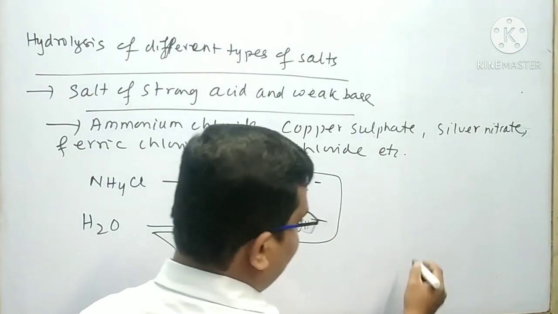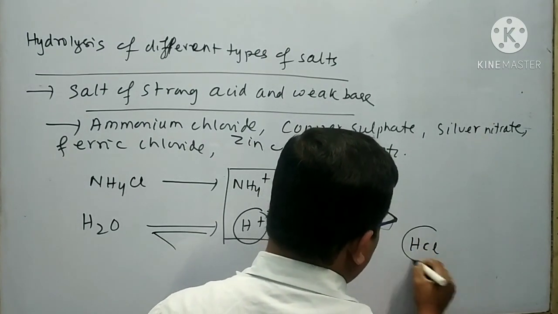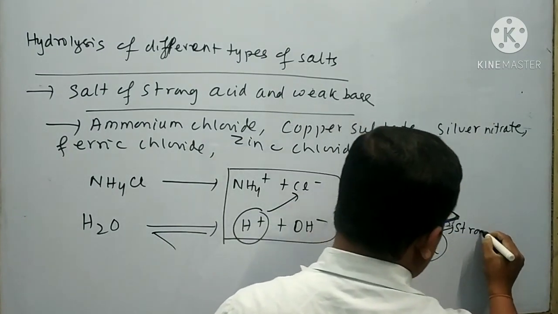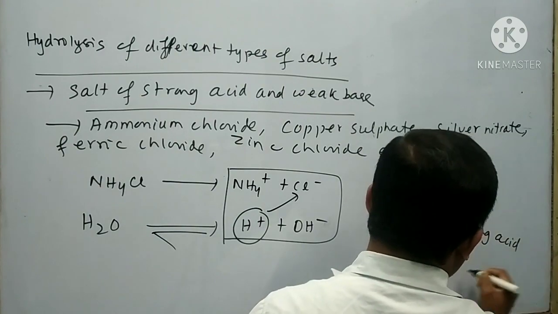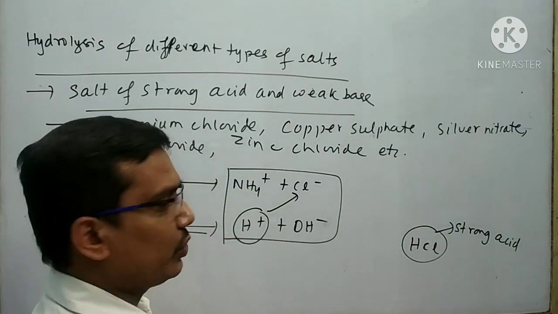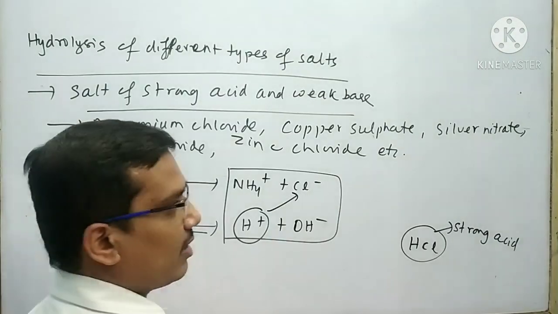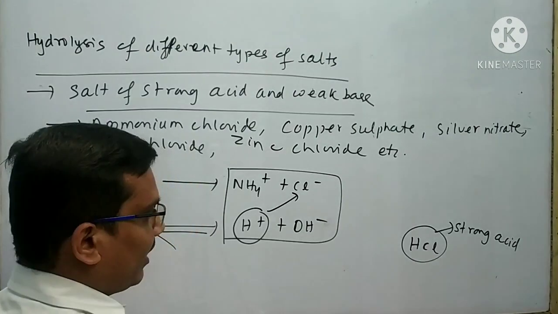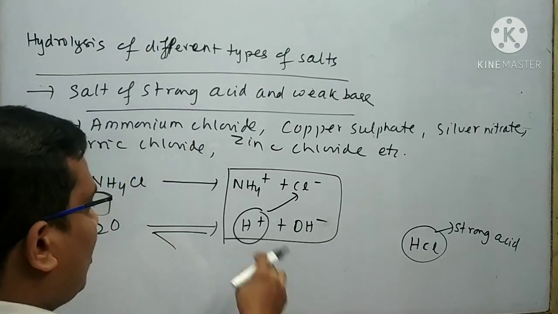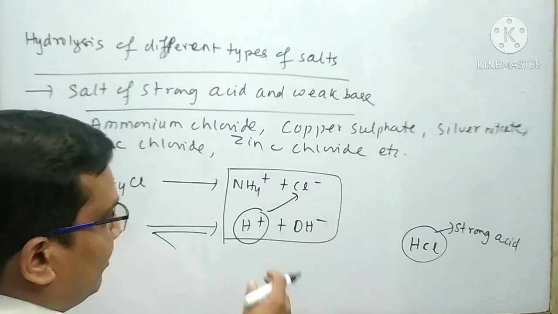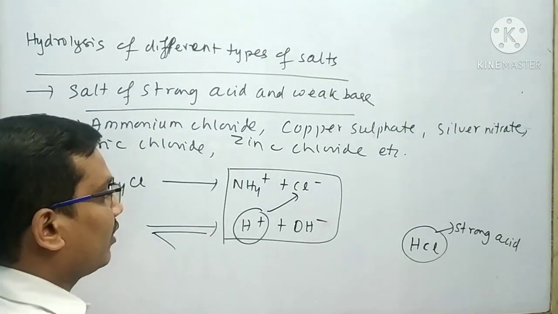Then what will happen here? HCl is formed. HCl is a strong acid, so the formed HCl again undergoes dissociation, gives H plus ion and Cl minus ion. Finally, we concluded that the H plus ion does not interact with the Cl minus ion.